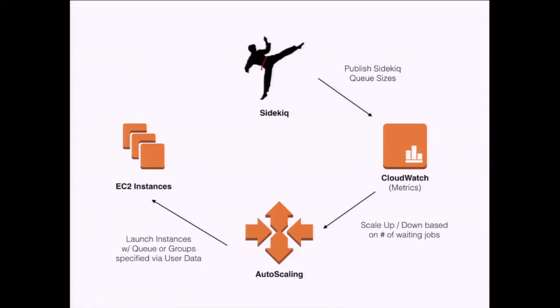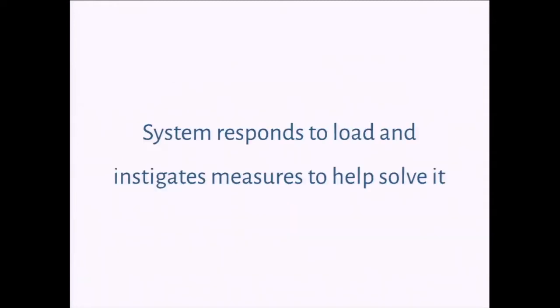And the final stage in this circle tied altogether is we pass in this data via Amazon user data. It's a way of sending a specific bit of metadata to an EC2 instance, with queues or groups. We just read that queue group information and pass it to Sidekiq and start processing jobs. A lot of magic happens in between there, but that's the core of the idea, and it's really, really powerful. So the core of that is the system responds to load and instigates measures to help solve it as it encounters that.